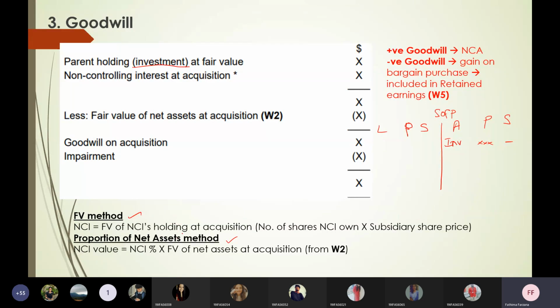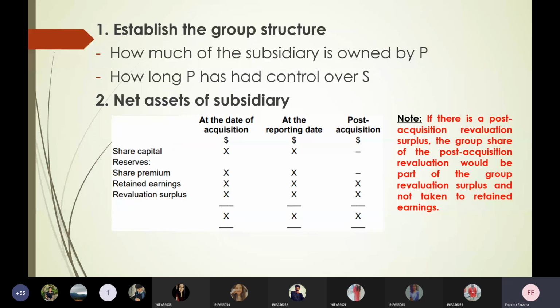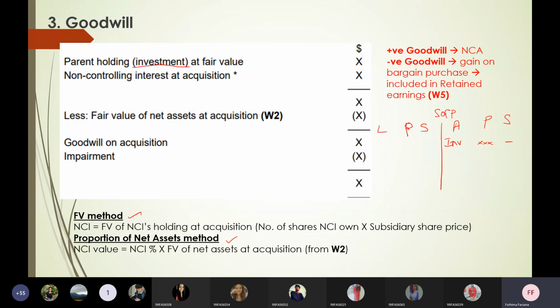In case we are using the proportion of net asset method, at that time we will take the NCI percentage, I said, 20%, into the fair value of net asset at acquisition. You have to see working note 2. At the date of acquisition, what is the fair value? This total you have to take. Compute the non-controlling interest percentage. We'll solve it, you'll understand better.